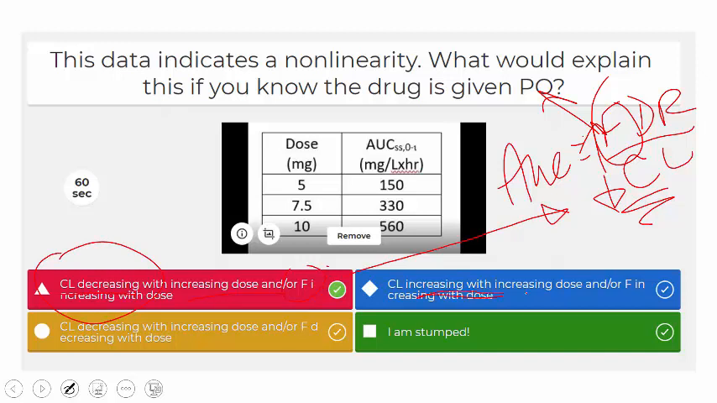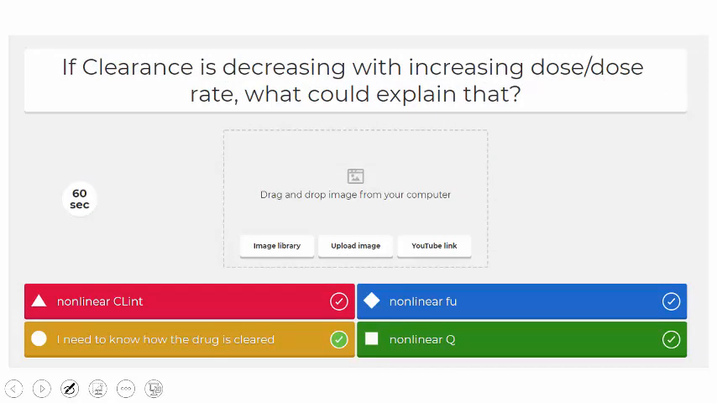How about clearance is increasing? Well, if clearance is not increasing with increasing dose, it's decreasing, so we don't even have to read any further. Clearance is decreasing with increasing dose, and F is decreasing. No, F would have to increase, so that's not true. Okay, if clearance is decreasing with increasing dose or dose rate, what could explain that?